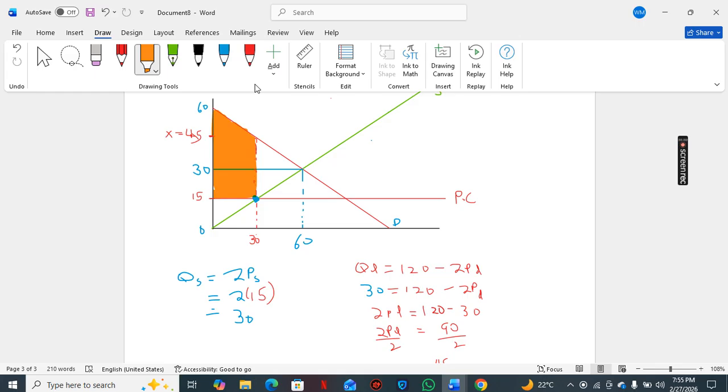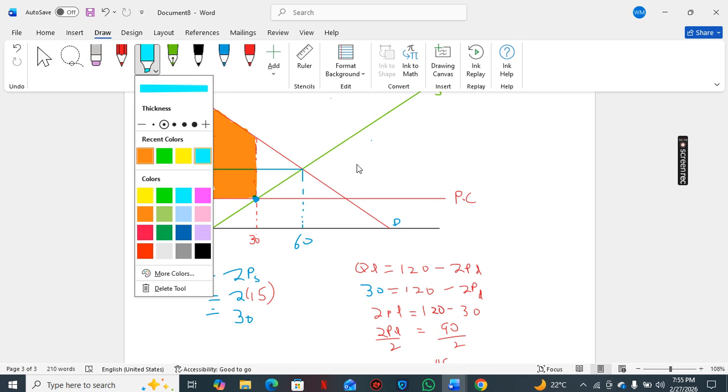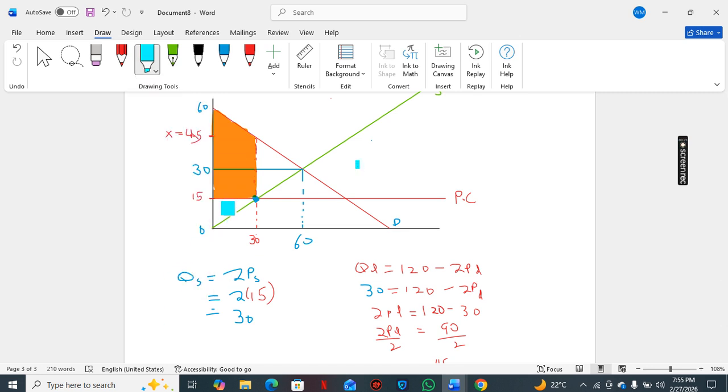Just remember, whenever a price floor or when a price ceiling is added, consumer surplus becomes a trapezium. If it's a price floor, the producer surplus becomes the trapezium. Okay. Then our producer surplus becomes this small triangle here in blue. This is our producer surplus. Because remember, price ceiling benefits who? The customer more than the seller. Okay.